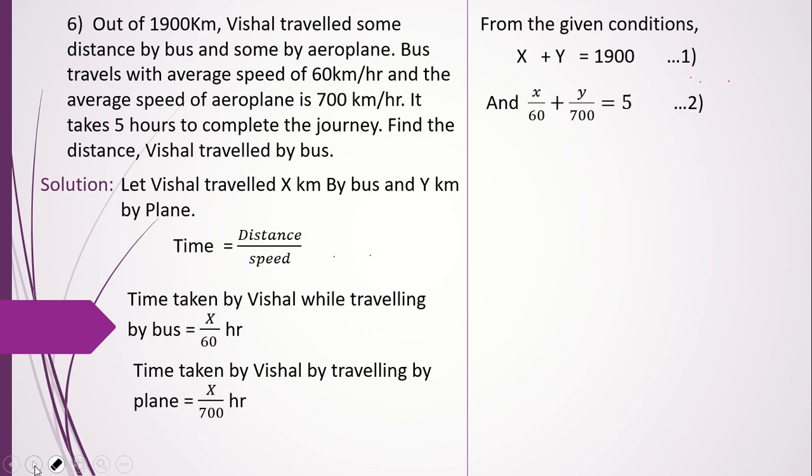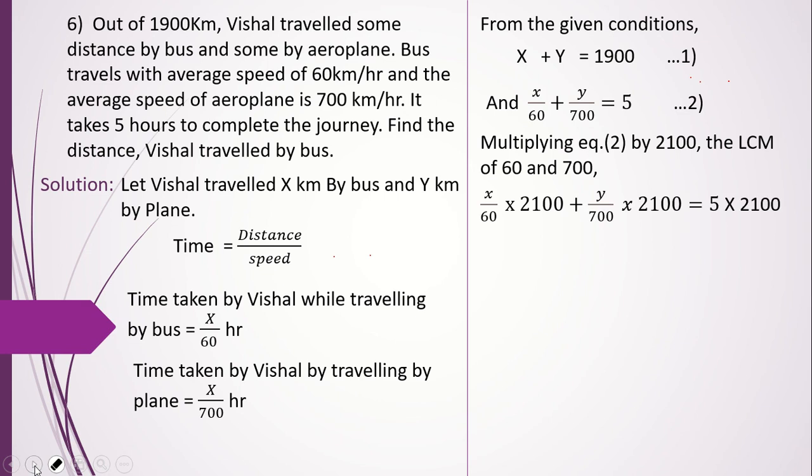Now try to solve these simultaneous equations, multiplying equation number 2 by 2100 because it is the LCM of 60 and 700. If you don't understand what LCM is, please go back to 7th standard, you will learn it there. So we get this equation; divide here 60 and this one, you get 35, simplifying this equation further. That is my equation number 3, and this is my equation number 1.